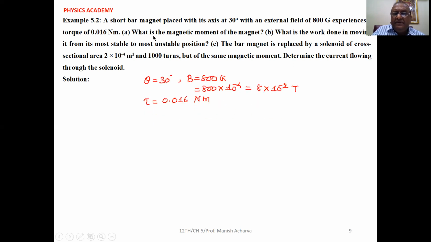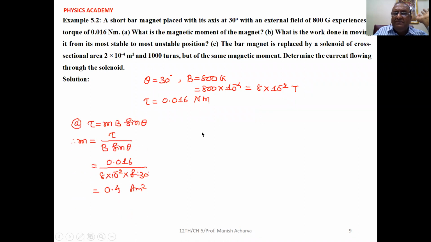Now see the information given to you: the magnet is placed at 30° with a magnetic field of 800 Gauss. So 800 into 10 raised to minus 4 Tesla, that is 8 into 10 raised to minus 2 Tesla. Torque is given to you, 0.016 Newton meter. First, we want to calculate the magnetic moment of the magnet.